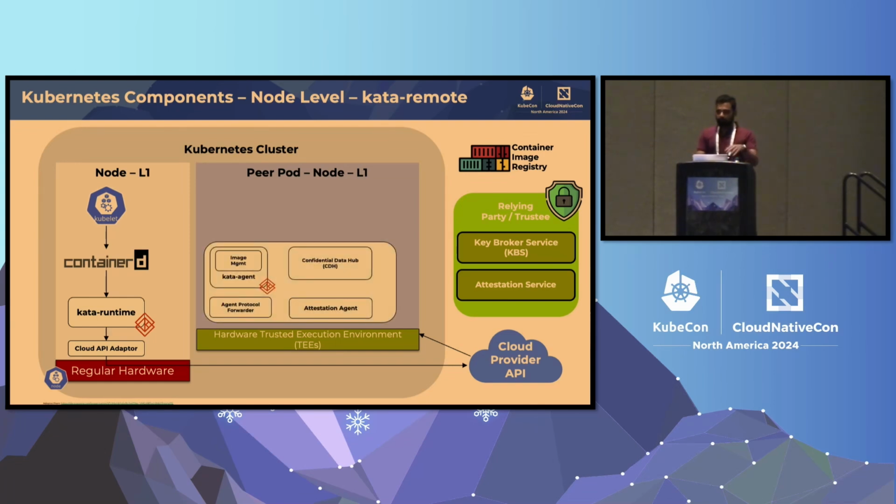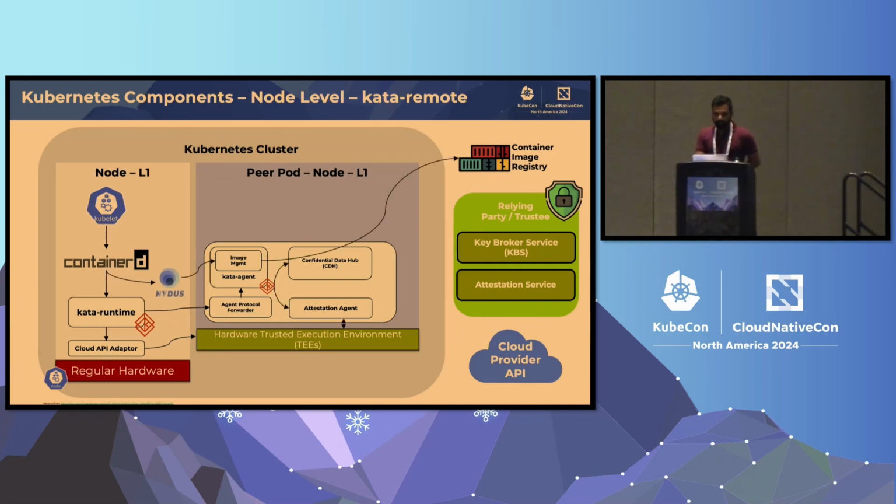Once the VM is up, a similar set of components come into the picture. Kata runtime talks to Kata agent, but there is a proxy there, because usually the communication happens over the gRPC protocol, but here, since they are different VMs, there is a proxy called the agent protocol forwarder, which ensures the communication happens there.